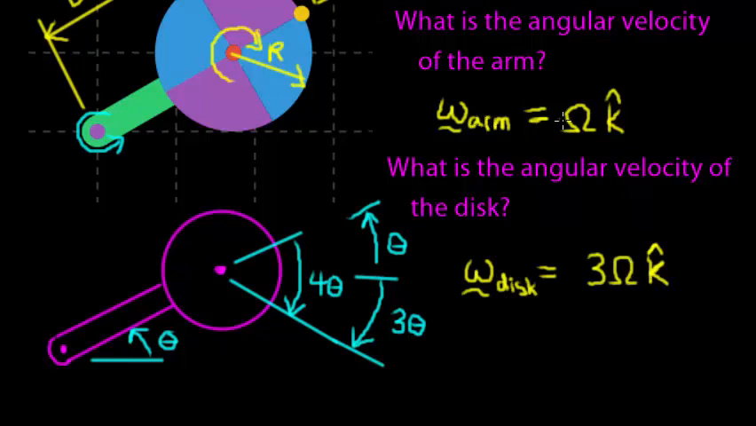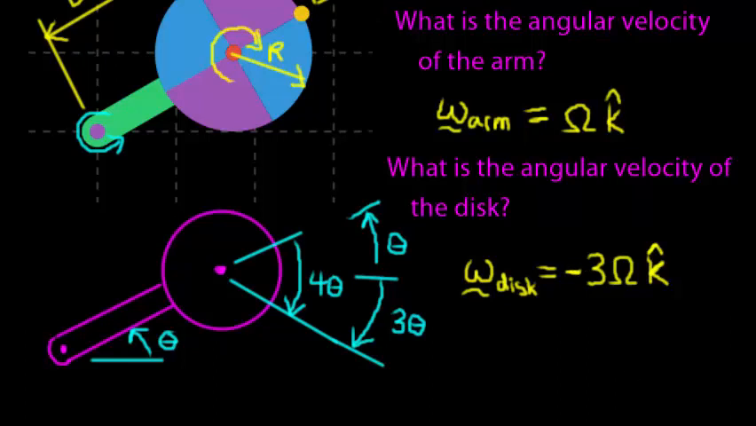If the angular velocity of the arm is omega in the k-hat direction, then the magnitude of the angular velocity of the disk is 3 times omega, right? For every theta that the rod or the arm goes up, the disk has to go down 3 theta. So you get 3 times the angular velocity, and it's in the opposite direction. So this angular velocity is in the minus k-hat direction. So there's my angular velocity of the disk.